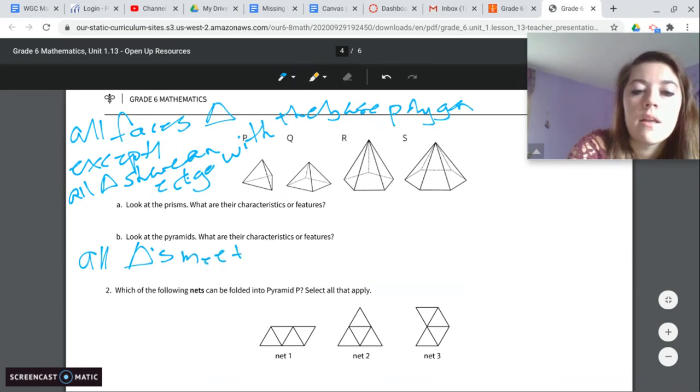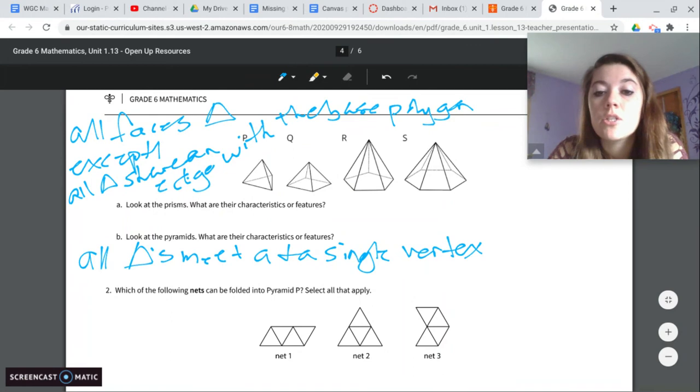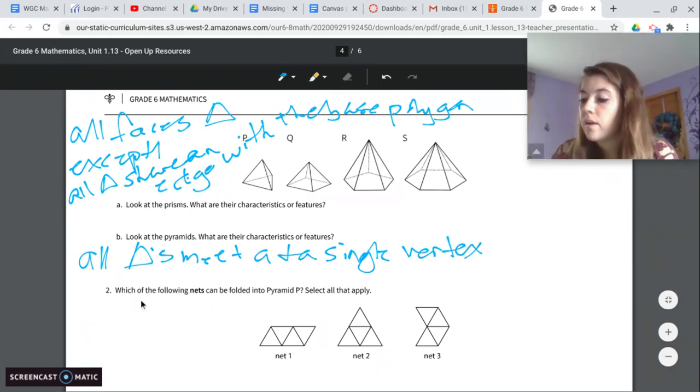meet at a single vertex. So that's one thing that helps you distinguish what kind of figure you have, is these are all going up to a singular vertex. So they all come to a point. They all come to that vertex. So you know that's going to be a pyramid when all but one of your faces meets at a single vertex.